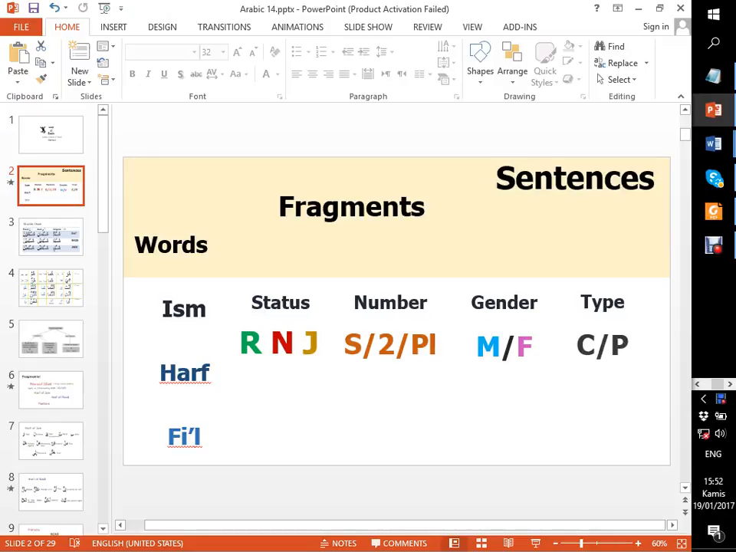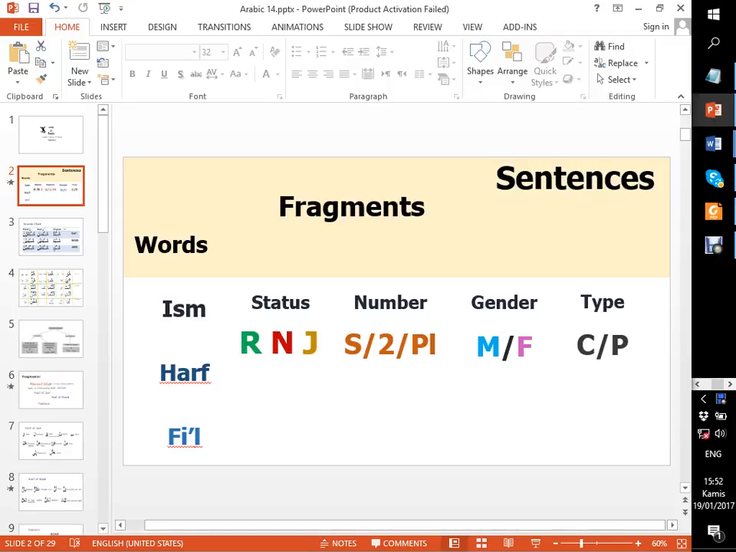And in ism, you should remember the four properties: status, number, gender, and type. The status means the roles of the words: rafa, nasab, and jar. Number is for singular, pair, and plural. And gender, whether the word is masculine or feminine. And its type, it's common or proper, definite or indefinite.